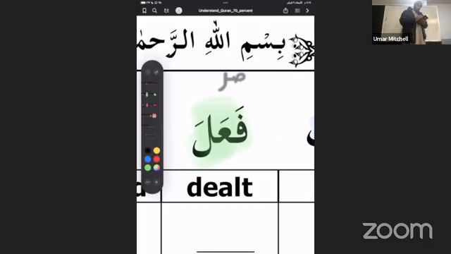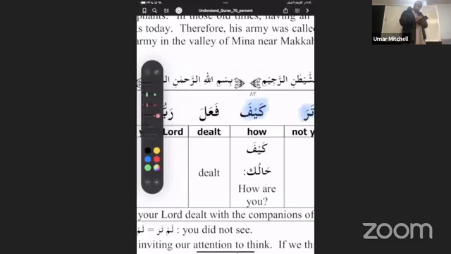Dad, ra, ba. Daraba. I'll write it more clear here. Daraba. Okay, what's happening here in the word daraba? What's happening here is that that word has a fa of that word, it has an ayn of that word, and a lam of that word, right?